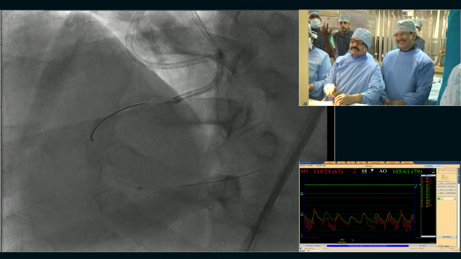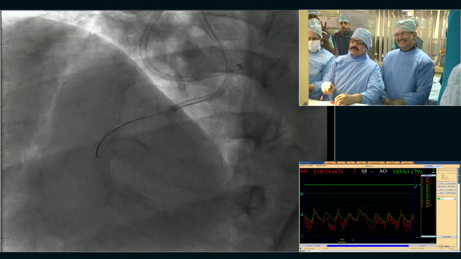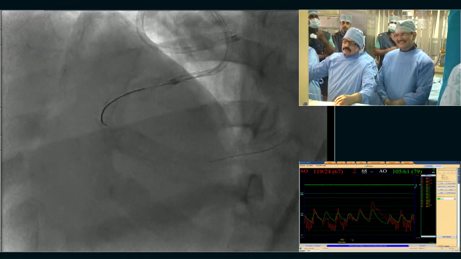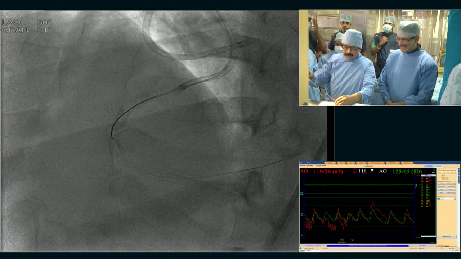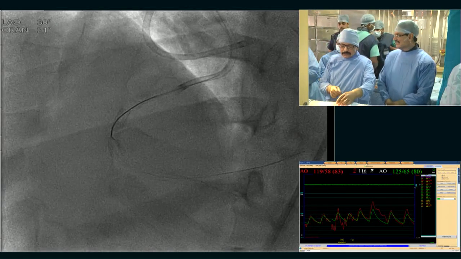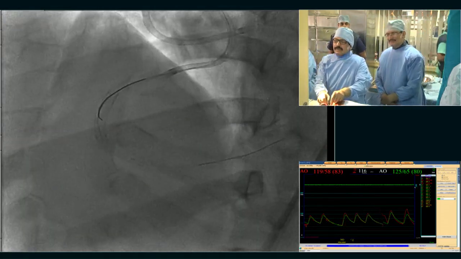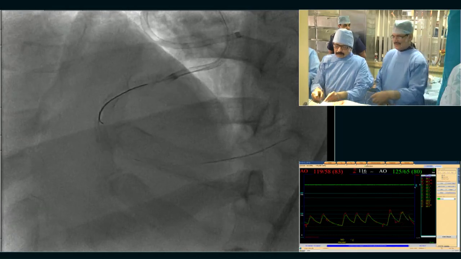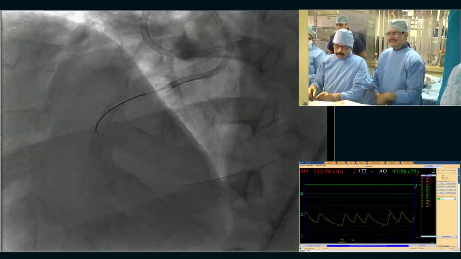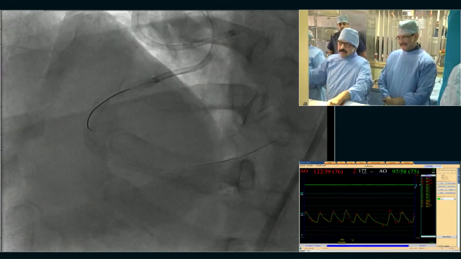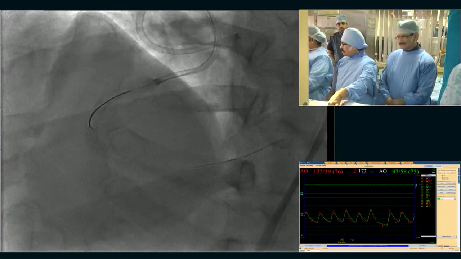The balloon going there, take 1 millimeter. What is the length? The balloon is 15, this is only 10. 10 mm length. 10 millimeters. Okay, we'll take a Sapphire 1 millimeter.